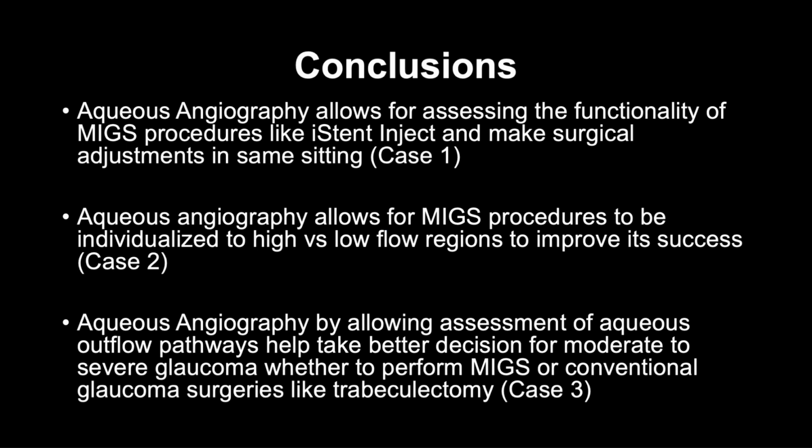Through these cases, we would like to summarize that aqueous angiography allows for assessing the functionality of MIGS procedures like iStent inject and makes surgical adjustments in the same sitting possible, as seen in case 1. It allows for MIGS procedures to be individualized to high versus low flow regions to improve their success, as seen in case 2. Aqueous angiography, by allowing assessment of aqueous outflow pathways, helps take better decisions for moderate to severe glaucoma patients whether to perform MIGS or conventional glaucoma surgeries like trabeculectomy, as seen in case 3.